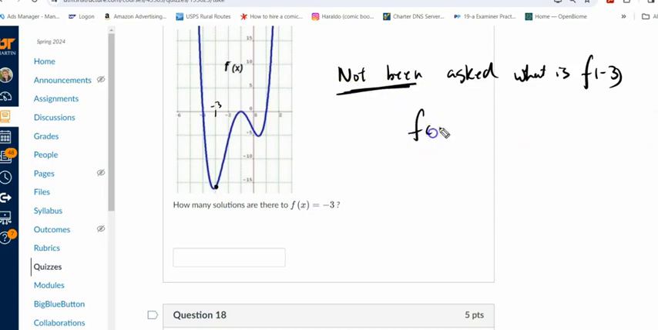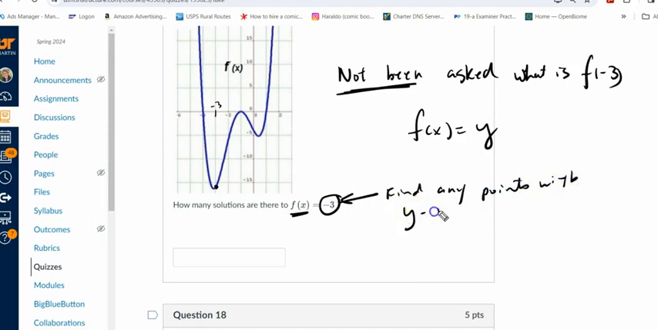Okay, so remember f of x is equal to y. So f of x is equal to -3: you need to find any points with y coordinate -3, and then see what the x coordinates are if you were to solve it. But it only asks you how many solutions there are to that. So I need to find, first of all, any points with a y coordinate of -3.